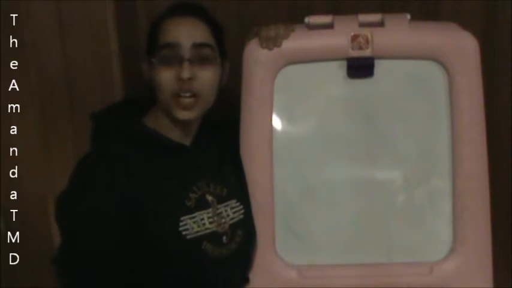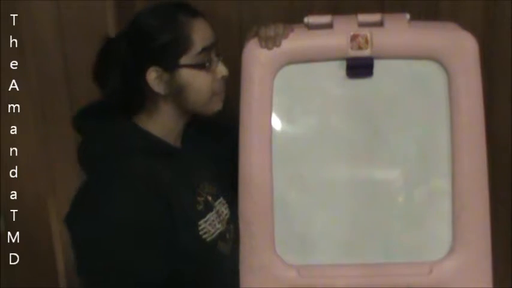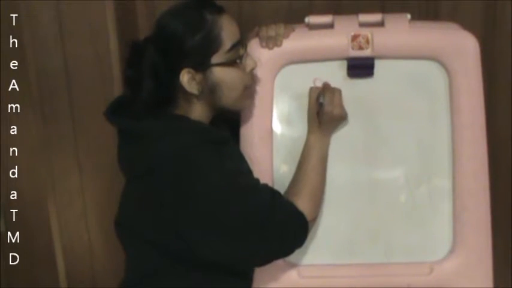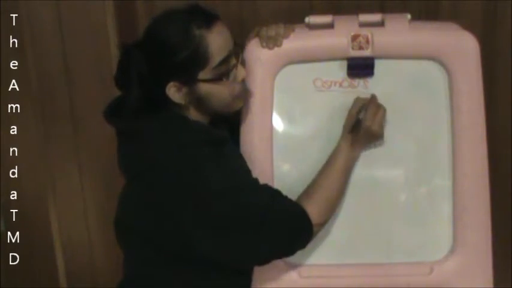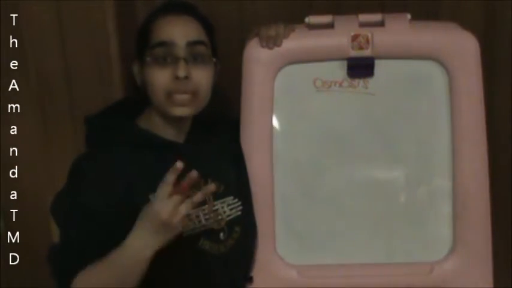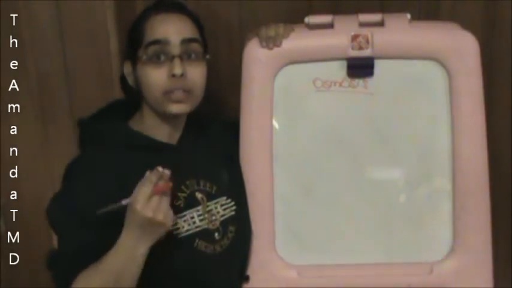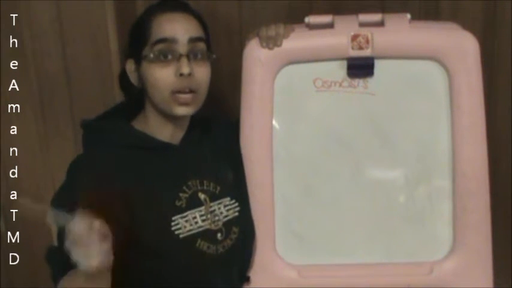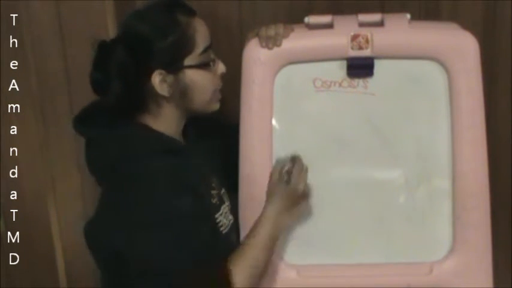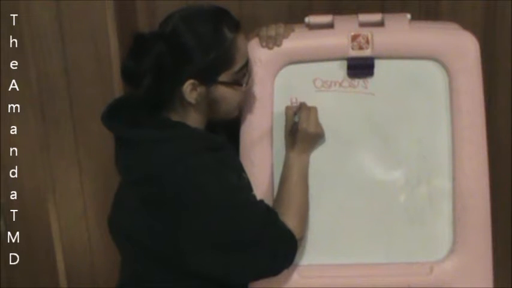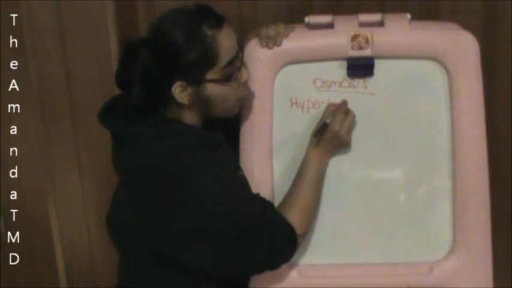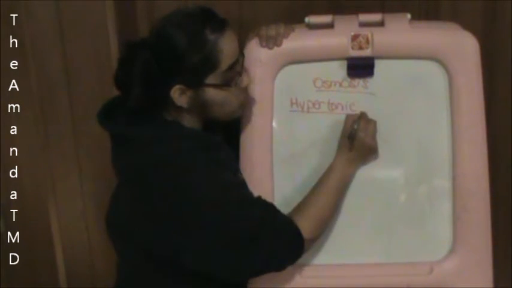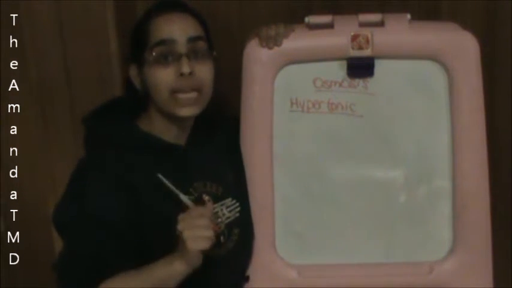Guys, today I'm going to talk about something known as osmosis. Osmosis is the diffusion of water in and out of a cell. Now there's three states depending on the water concentration inside and outside of the cell. One is your hypertonic state, which is when you have more water outside of your cell compared to inside.